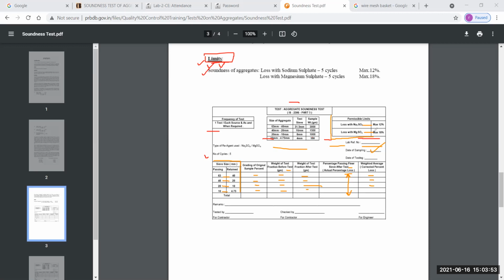So in that manner, they ask various questions from your soundness test of aggregate. These are the questions which will basically be framed on this topic. That means on your soundness test of aggregate, these are the basic questions which will be asked in your examination. So these are the exam oriented questions. Next one is, I think Amit will read all the things and all slides.